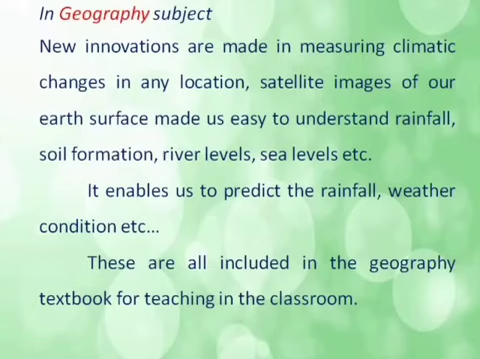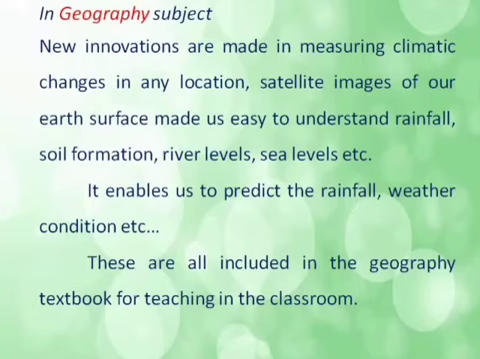So what is the first point? New innovations are made in measuring climatic changes in any location. So rather than in previous years, new innovations are made to measure the climatic changes in any location. Then satellite images of our Earth's surface made it easy to understand. Because of this, we are in a position to easily understand the rainfall, soil formation, river levels, and sea levels, etc. And because of this, we can predict the rainfall, weather conditions, etc.